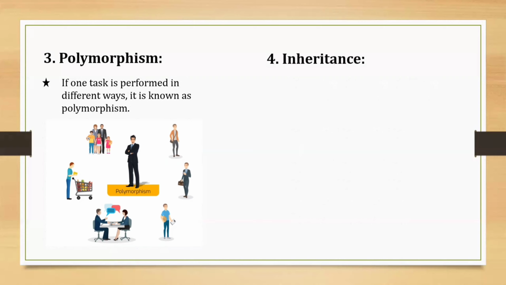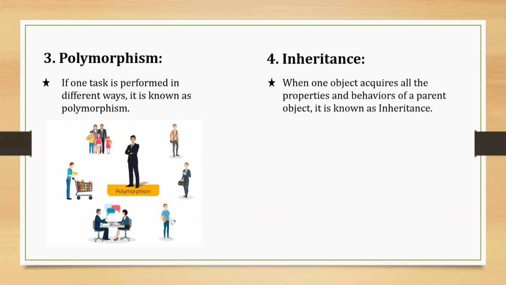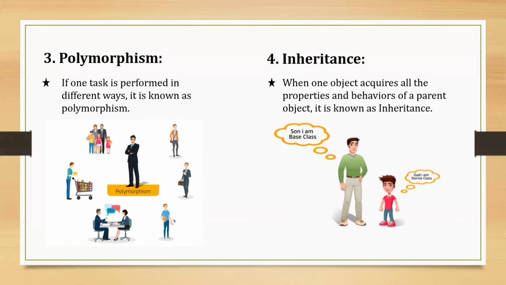Finally, inheritance. When one object acquires all the properties and behaviors of a parent object, it is known as inheritance. The real-time example is child and parents. All the properties of father are inherited by his son. See in this diagram, father is a base class and son is derived class because son is deriving all the properties from his father. Inheritance is implemented using the keyword extends and implements.